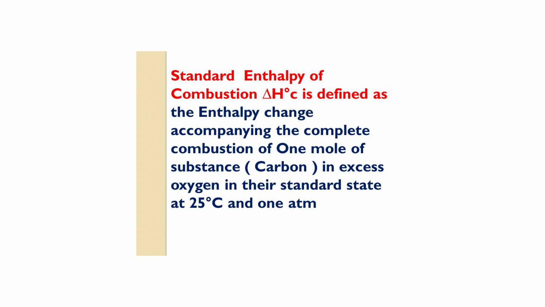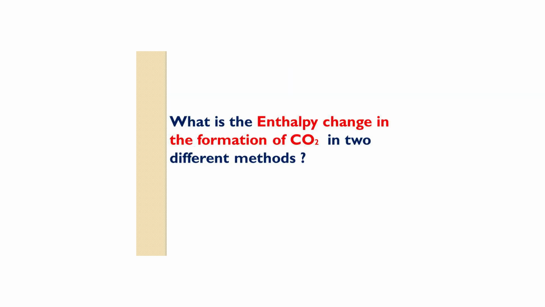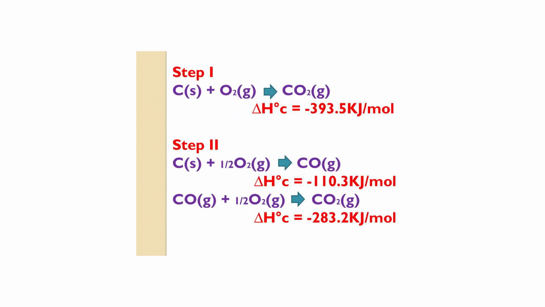and 1 atmospheric pressure. What is the enthalpy change in the formation of carbon dioxide by two different methods? Let us learn. Step 1. Carbon solid plus O2 gas gives carbon dioxide gas. Delta H equal to minus 393.5 kilojoule per mole. Step 2. Carbon solid plus half O2 gas gives carbon monoxide, CO. Delta H is equal to minus 110.3 kilojoule per mole. CO gas plus half O2 gas gives CO2 gas. Delta H is equal to minus 283.2 kilojoule per mole.